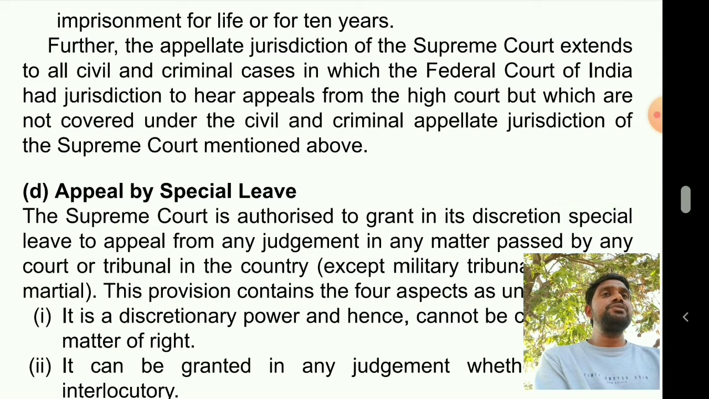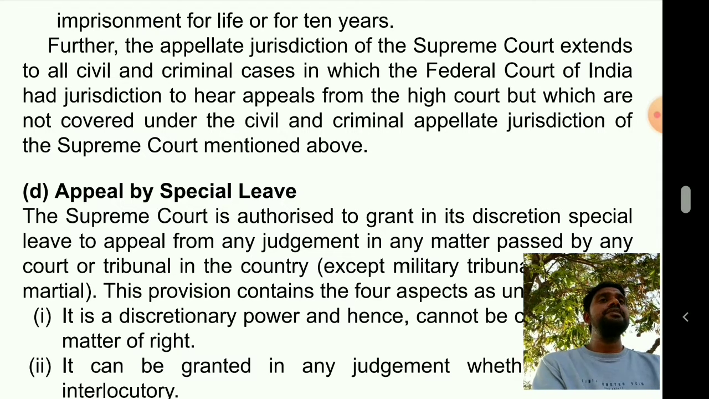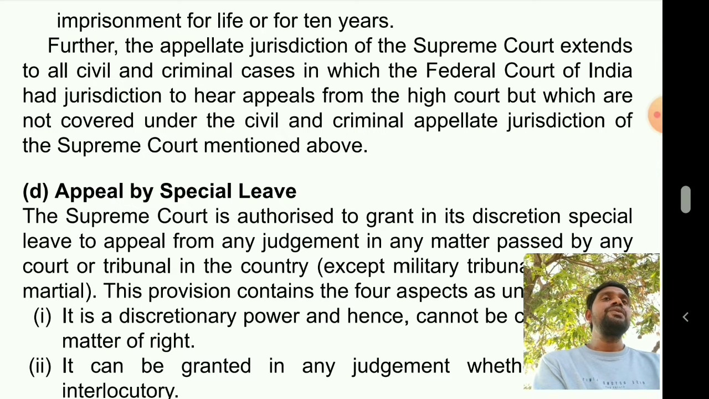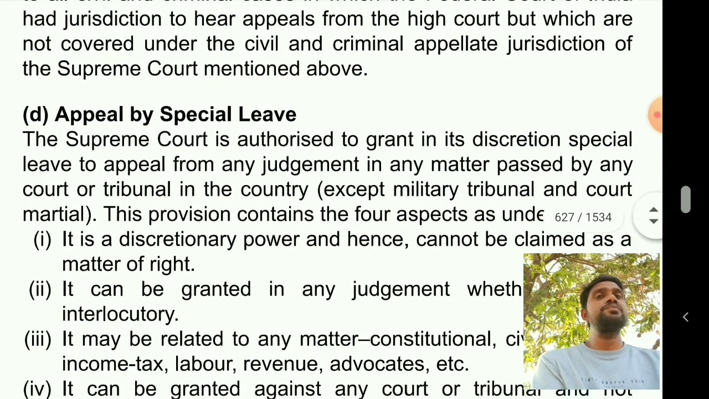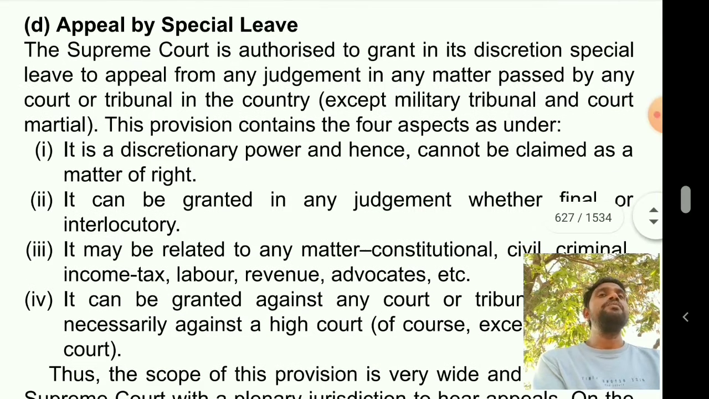Further, the appellate jurisdiction of the Supreme Court extends to all civil and criminal cases in which the Federal Court of India had jurisdiction to hear appeals from the High Court but which are not covered under the civil and criminal appellate jurisdiction of the Supreme Court mentioned above.